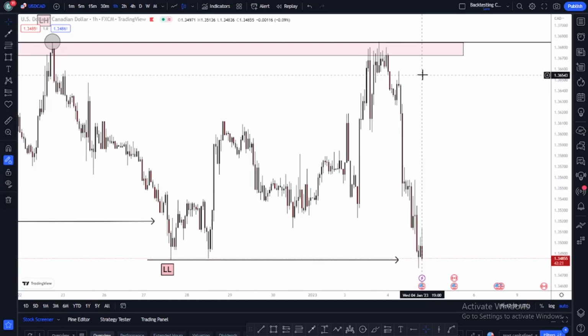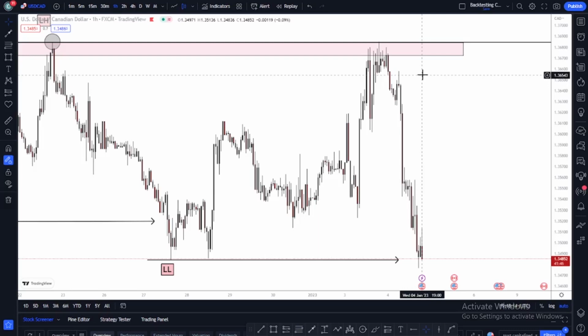That was confluence number 1. Sorry, that was confluence number 2. Confluence number 1 was our bearish trend from the H4 and the H1. Confluence number 2 was our rejections at our lower high zone, our rejections. The candlestick rejections was our confluence number 2.